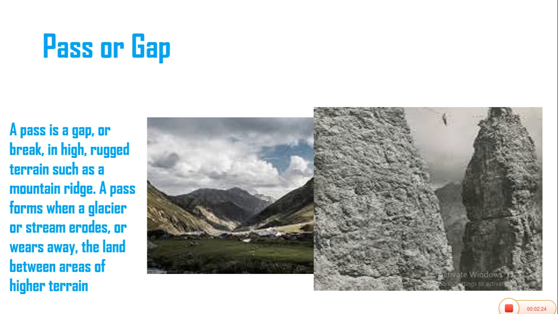Another feature is a pass or a gap. A pass is a gap or break in high rugged terrain such as a mountain ridge. A pass forms when a glacier or stream erodes or wears away land between the areas of higher terrain. The image on the screen is showing us a pass. It's a land between areas of higher terrain. This is a pass or a gap.